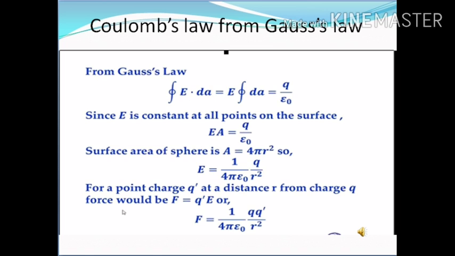For a point charge q dash at a distance r from the charge q, the force would be F equal to q dash into E. Therefore, the force becomes 1 upon 4 pi epsilon naught q q dash upon r square, which is nothing but Coulomb's law.